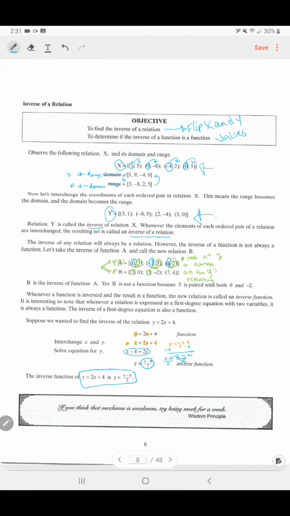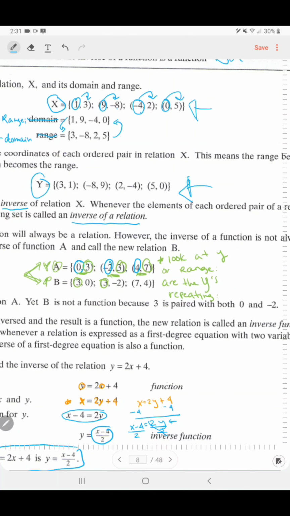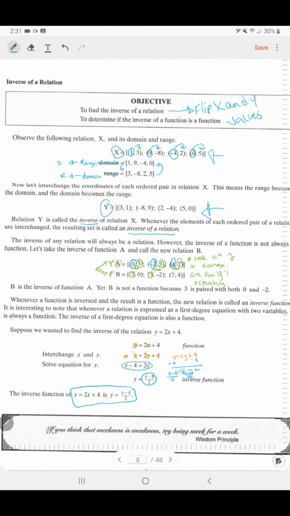So just to review this page, inverse relation is when you flip the coordinates. Inverse function is after you flip the coordinates, are they still a function? Again, the key is to look at the Y's before you flip them. Do they repeat? If they repeat, you know that when you flip them, it's not going to be a function.